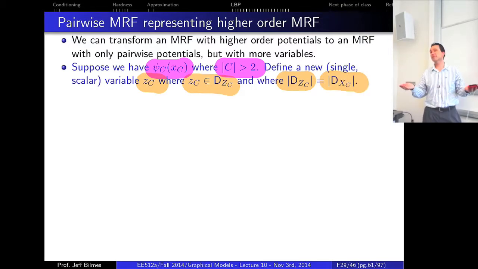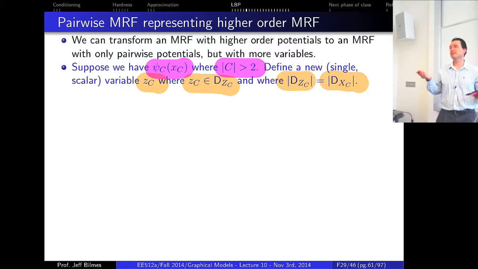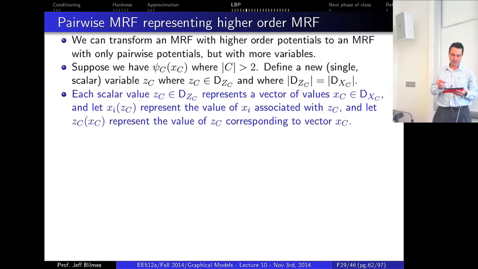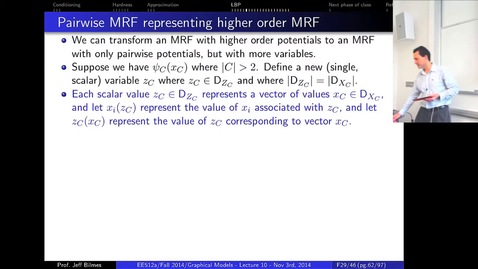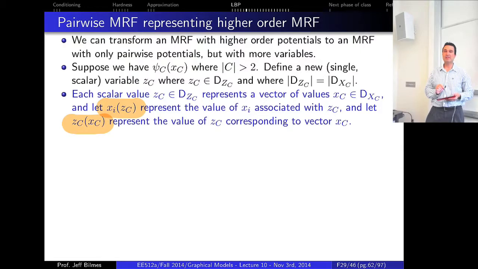So x of c could be all binary variables, but the size of the domain of x of c might be 2 to the size of c. That means we've now got an integer or scalar variable that has 2 to the size of c possible values. It's a monolithic variable in some sense. It's not a vector anymore. So each z sub c represents the vector of values. And just notationally, let's have a quick way of going back and forth. x of i of z sub c is a way of going from the monolithic scalar value to the corresponding value of x of i. And z sub c of x of c is the opposite. Given this vector x of c, how do we go back to the integer value?